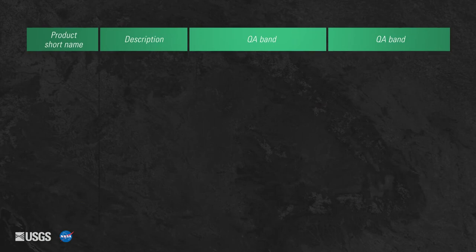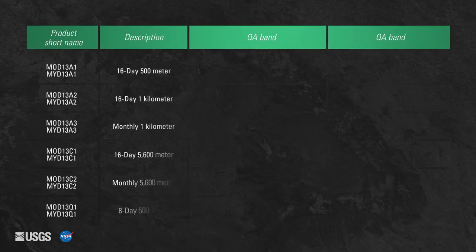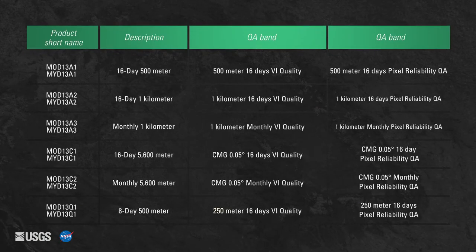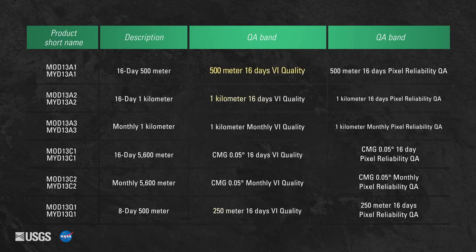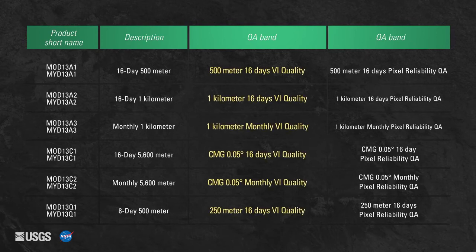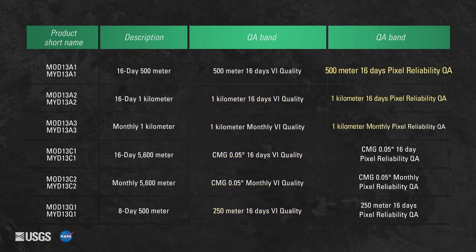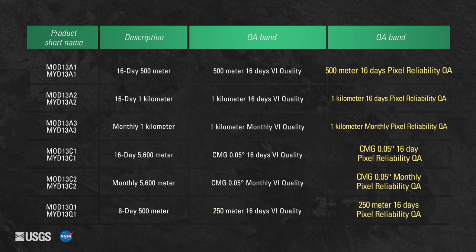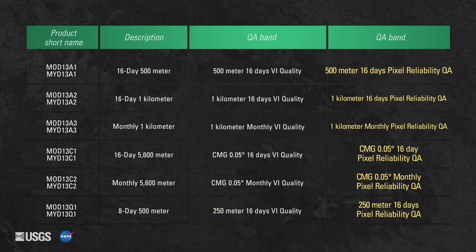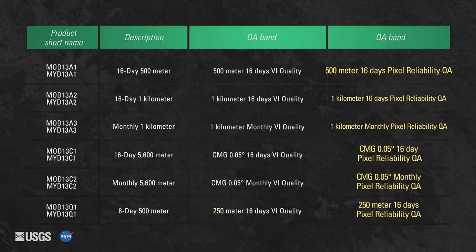There are two quality assurance or QA science dataset layers that can come with the MODIS version 6 Vegetation Indices data products. The first is the Vegetation Indices or VI quality layer, which provides pixel-level quality assignment information. The other is the Pixel Reliability, which provides simple ranks that capture the overall pixel quality. The pixel reliability can be directly interpreted and requires no detailed post-processing and interpretation.